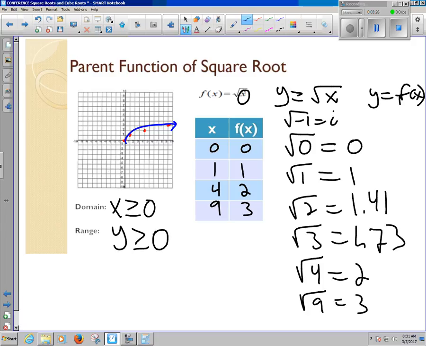Okay, so this is our parent graph, and this is our parent t-chart, and we want to keep that in mind. And what we're going to do over the next couple of slides is look at what happens if we shift the parent graph left, right, or up and down.